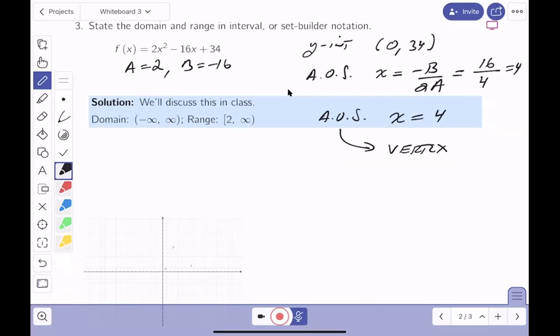What's the vertex going to be? Well, let's take a look. I know the x is 4. It has to go through the axis of symmetry. We'll graph it later. And I want to figure out what the y is. And it might be difficult. Who knows? What do you get?